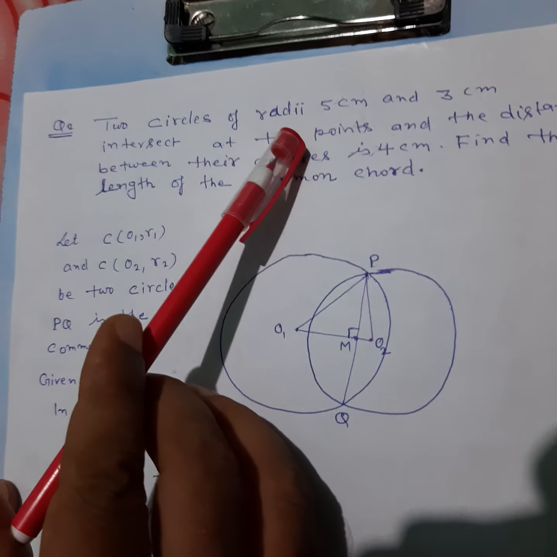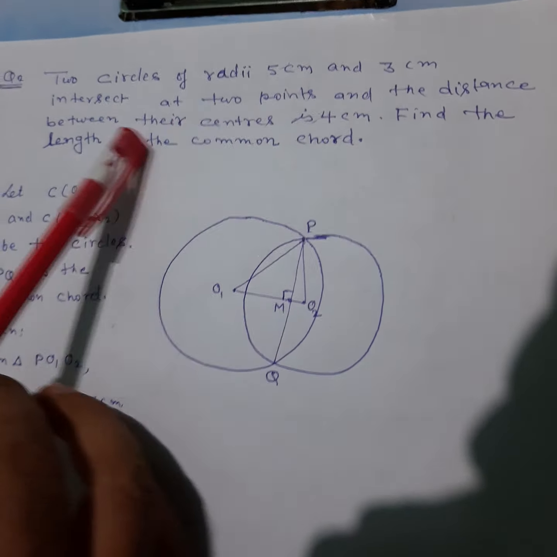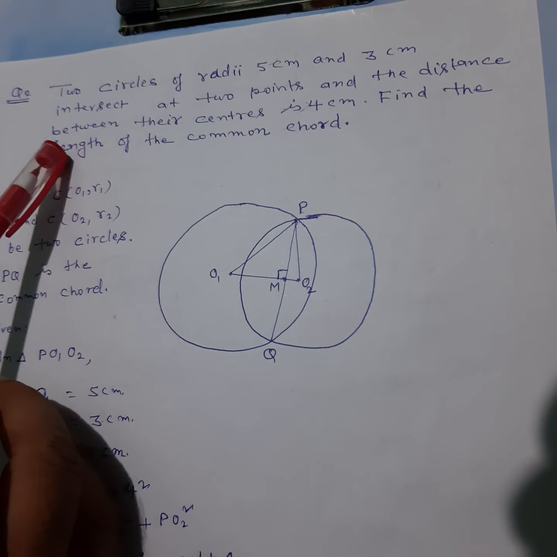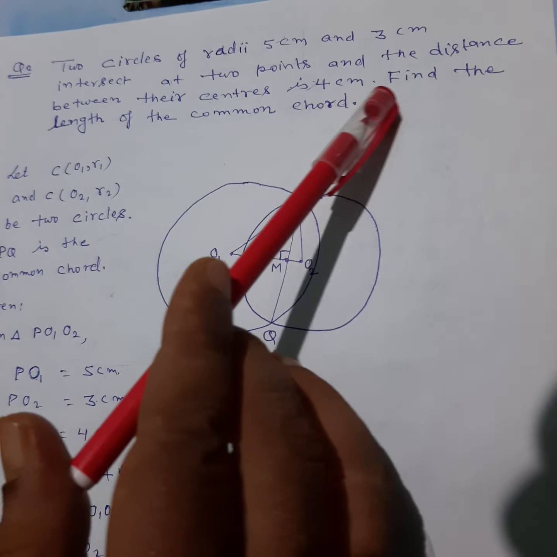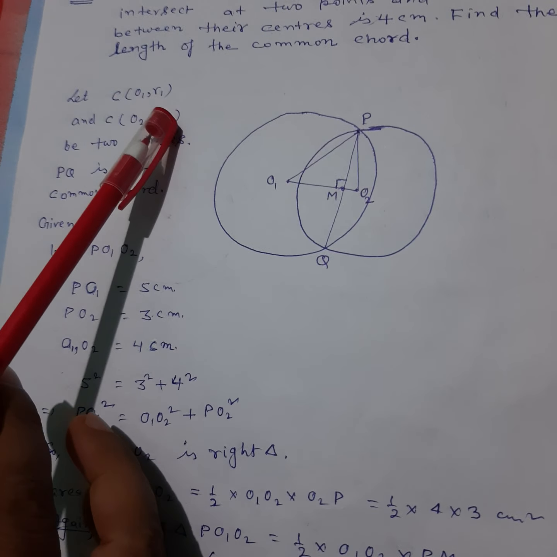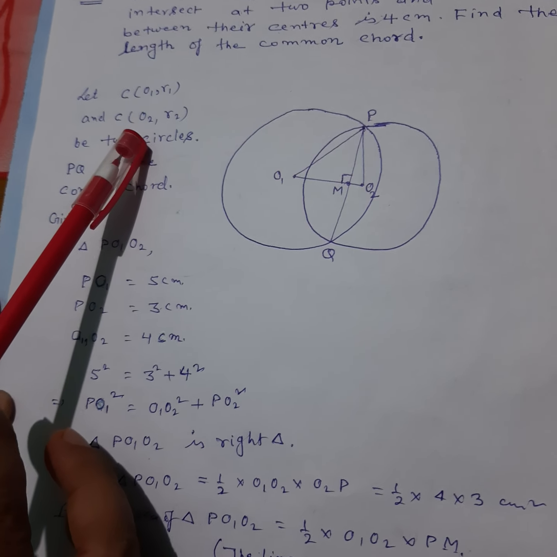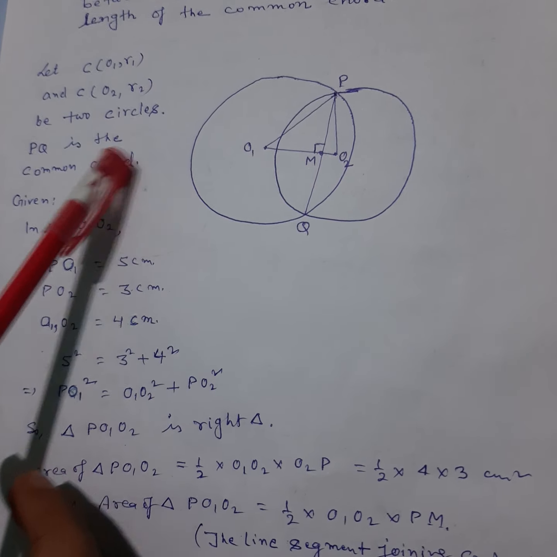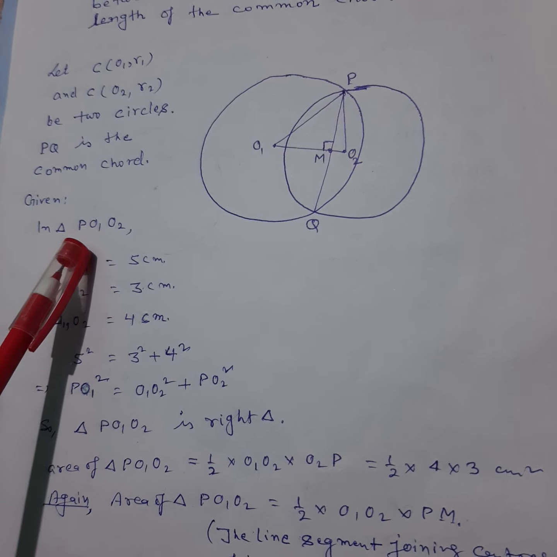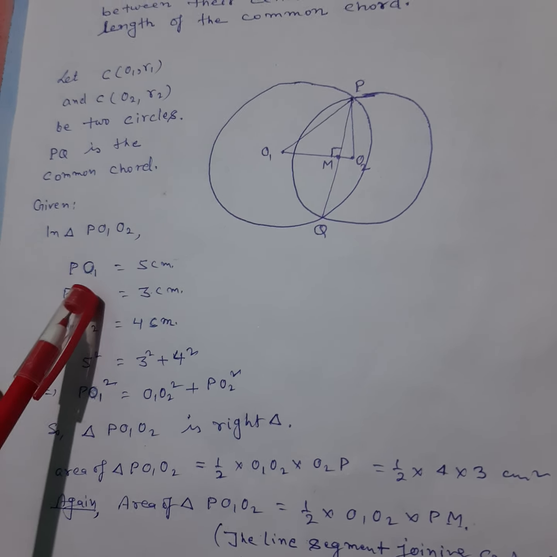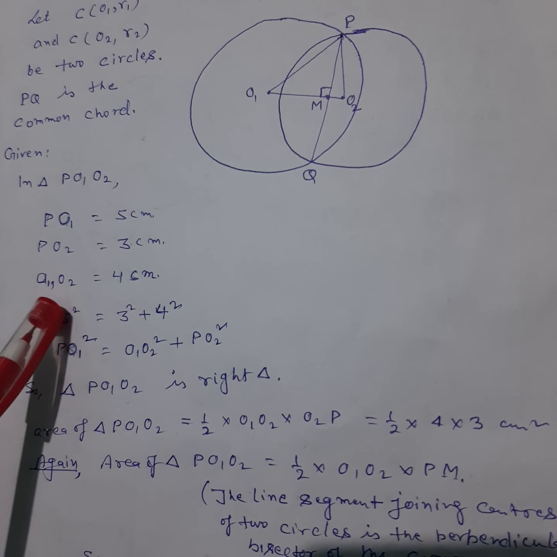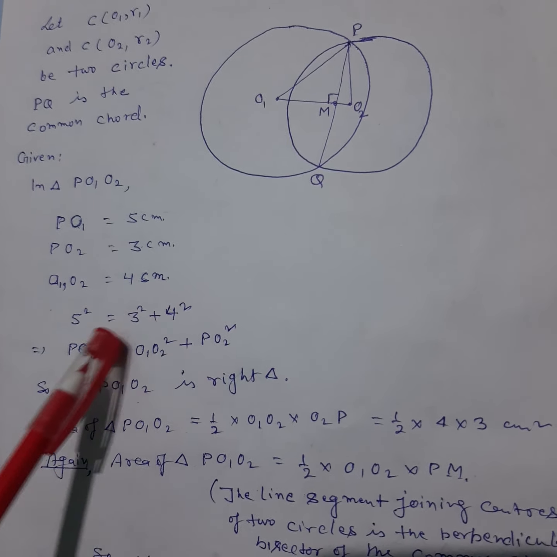Two circles of radii 5 centimeter and 3 centimeter intersect at 2 points and the distance between their centers is 4 centimeter. Find the length of the common chord. Let C1 with center O1, radius R1, and C2 with center O2, radius R2 be two circles. PQ is the common chord. In triangle PO1O2, PO1 equals 5, PO2 equals 3, O1O2 equals 4 centimeter.